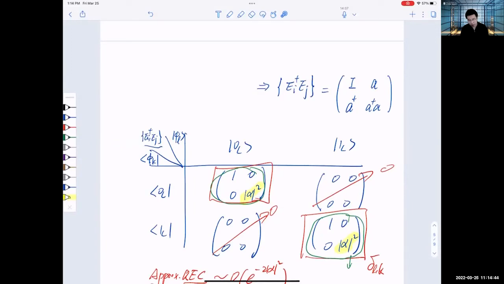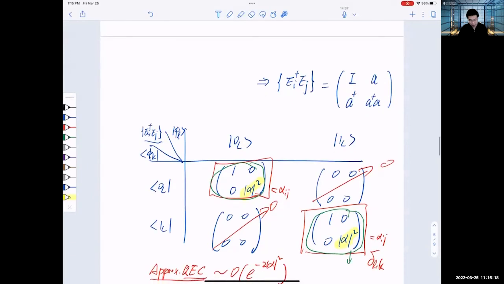What happens is that you'll find these off-diagonal blocks are guaranteed to be 0, while the diagonal blocks approximately have a form that is independent of the logical 0 and 1. We define this to be the alpha_ij matrix. Notice that it's a diagonal form, indicating there's no mixing between different logical states, while the form of these alpha_ij indicates that there's a possibility of preserving the information.